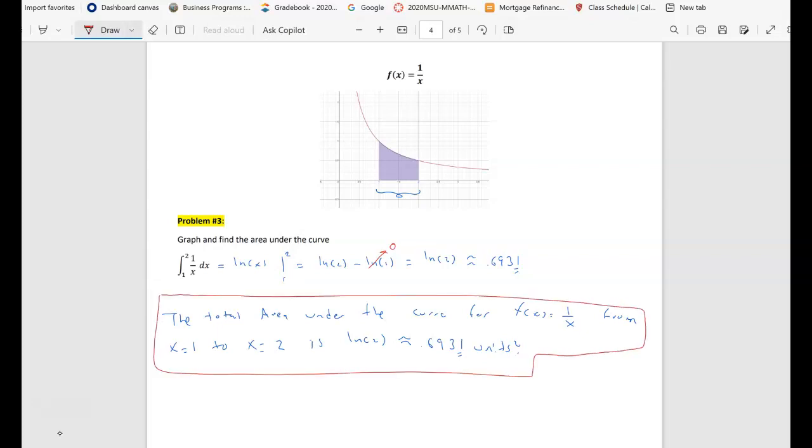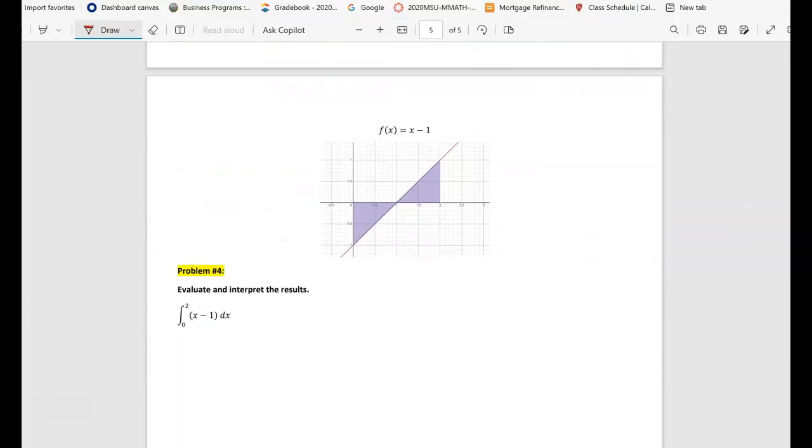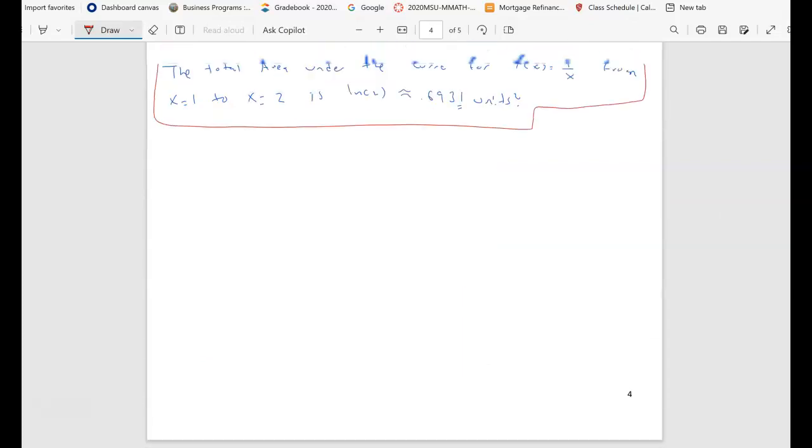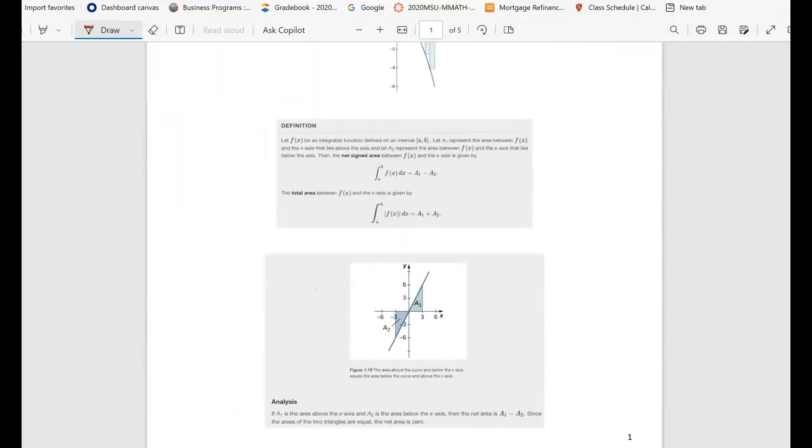And that's actually it for this problem. Let's take a look at problem 4. And problem 4 is going to be tricky. Now, let me actually go back to the formulas. And here's the basic idea on the integrals.